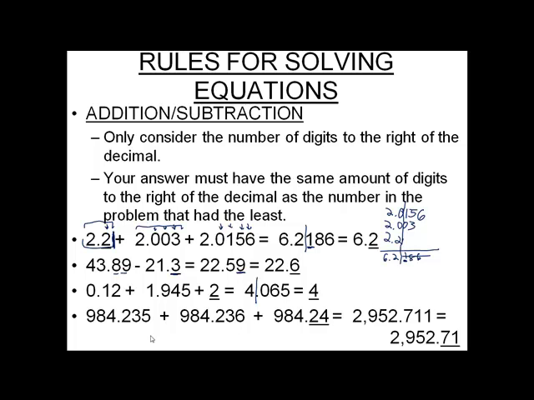Last one. We have 3 numbers to the right of the decimal, 3 numbers to the right of the decimal, only 2. So we calculate our answer, and then we round it off so that we have 2 numbers to the right of the decimal. All right, so that's for addition and subtraction.